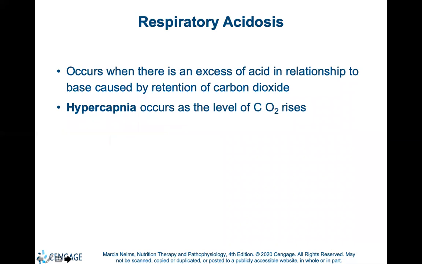Respiratory acidosis occurs when there is an excess of acid in relationship to base caused by retention of carbon dioxide. This generally occurs when there is an inability of the lungs to expire carbon dioxide. As the level of carbon dioxide rises, more carbonic acid is formed and pH is shifted towards acidosis.